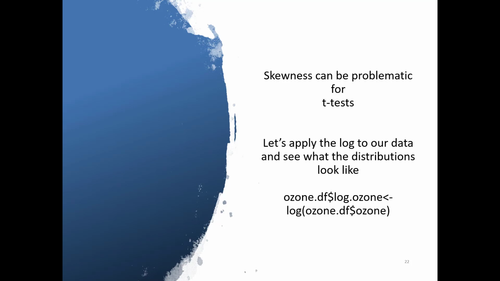So we know that skewness can be problematic for t-tests. So let's apply the log to our data and see what the distributions look like. Let's see if that skewness became less problematic through the use of the log. And we can make this new variable in our data frame, a new vector called log.ozone, and assigning it the value of log of ozone.df ozone. Right? So we are making a new vector and assigning it to the log values.